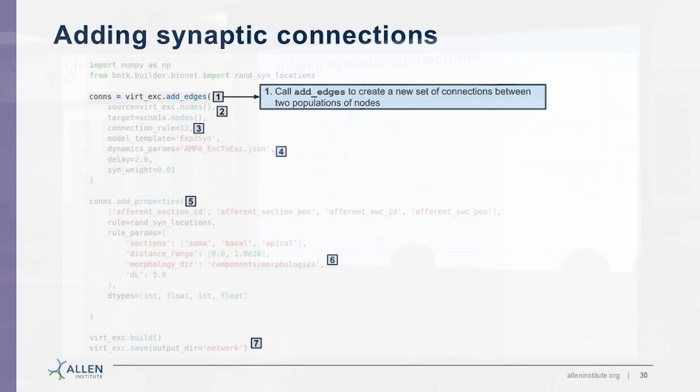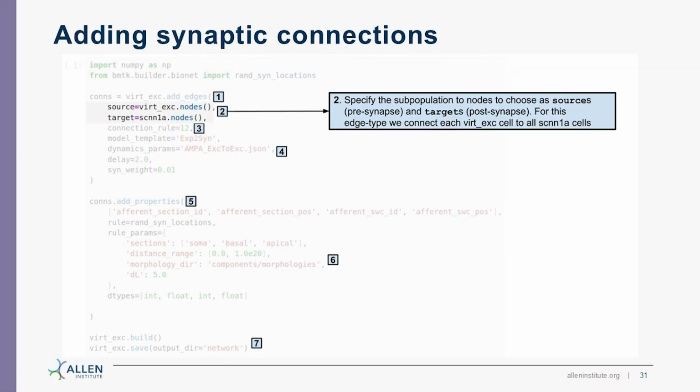So you create the edges, add your edges to your virtual cells, and then you need to specify which nodes are your pre-synaptic and your post-synaptic populations. The sources are the pre-synaptic population, and the target is your post-synaptic population. So here I'm saying that I will connect the virtual cells to the biophysically detailed model that I built in the previous example.